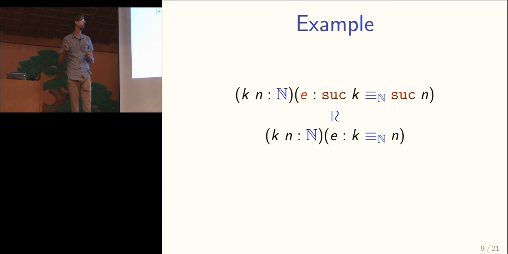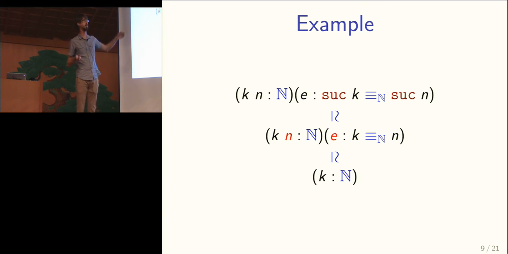And the next step, well, we may solve this equation since both sides are variables. We can solve for n equals k, for example, and we just end up with the single variable k. And now the most general unifier from the top to the bottom is just constructed by composing these two equivalences. Since equivalence is a transitive relation, there is no problem there at all.